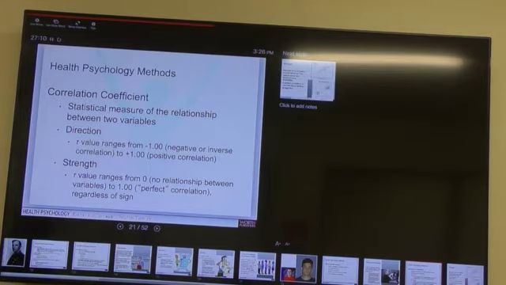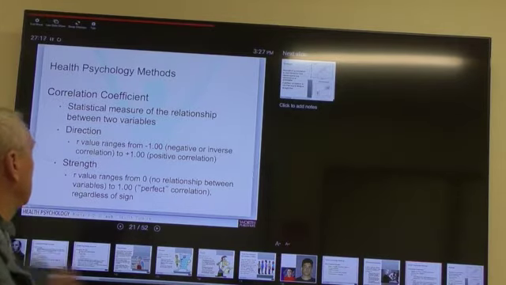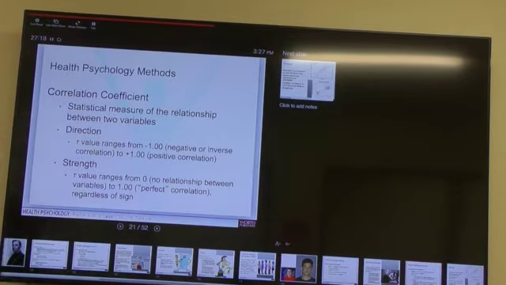The strength, the R value, ranges from 0, no relationship between the variables, to 1.00, perfect correlation, regardless of the signs. And that is the strength. It all depends on the figure that you get.